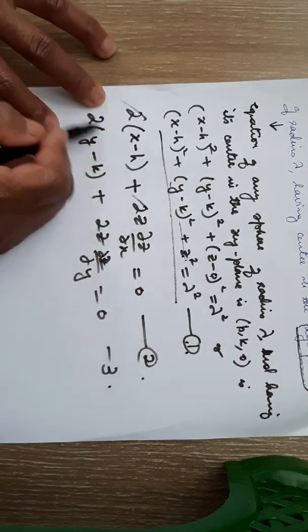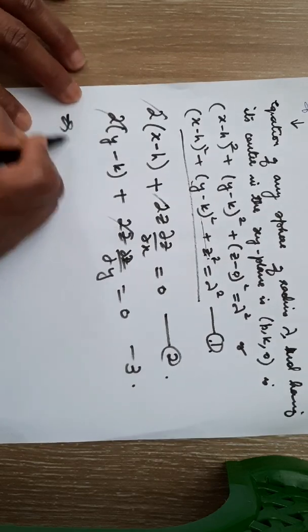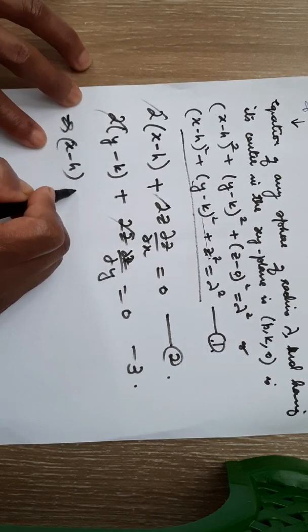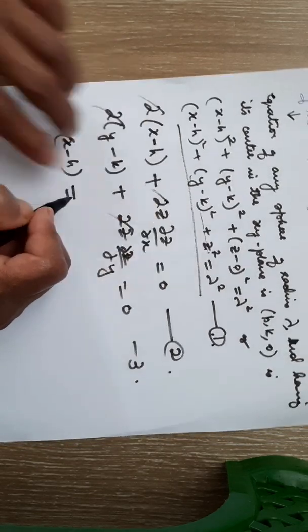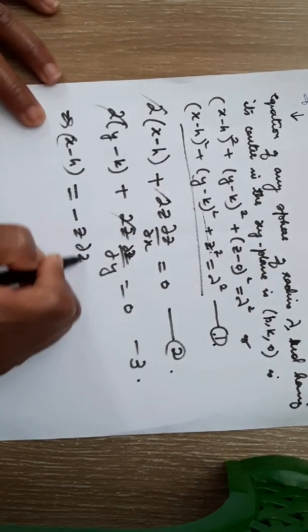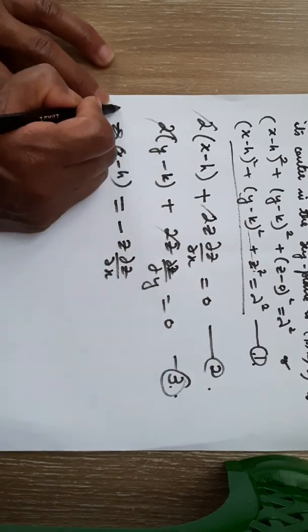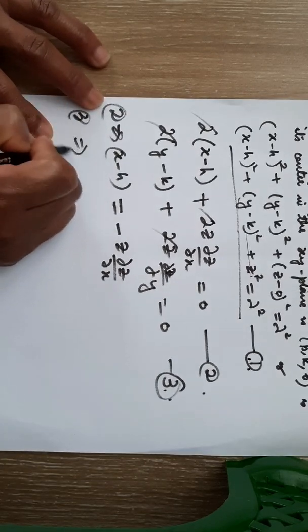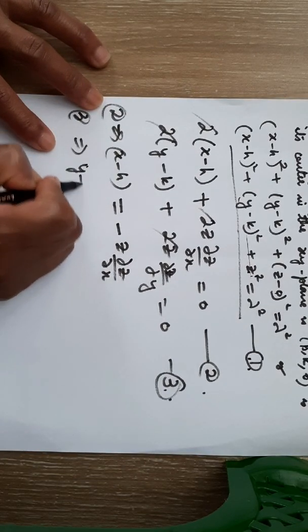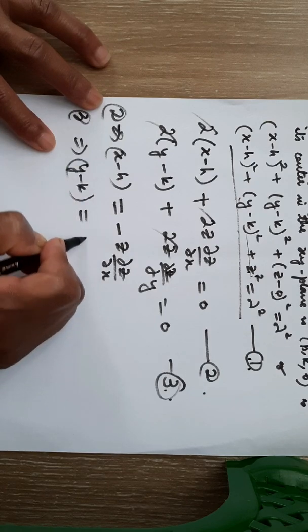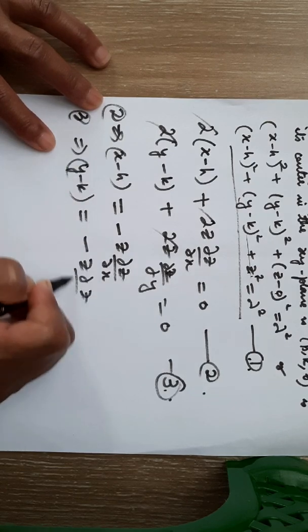Now 2 can be cancelled, 2 can be cancelled. So you'll get x minus h, transferring this term to that side, will be minus z del z by del x, and from equation 3 you'll get y minus k will be equal to minus z del z by del y.